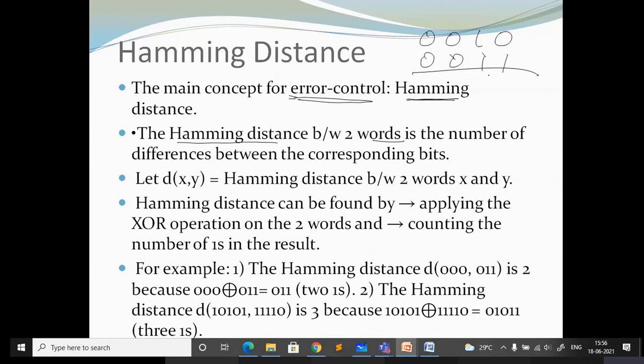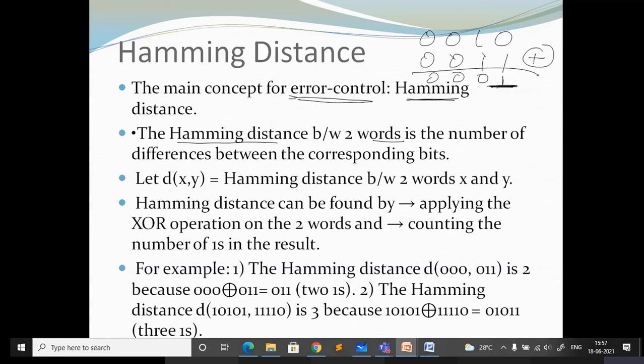If you identify that, you will come to know how many errors there are, I mean how many bits got corrupted. That is called Hamming distance. Distance between two words is the number of differences between corresponding bits. You need to check for corresponding bits, so you can just go with a simple XOR operation here: 0, 1 is 1, 1, 1 is 0, 0, 0.